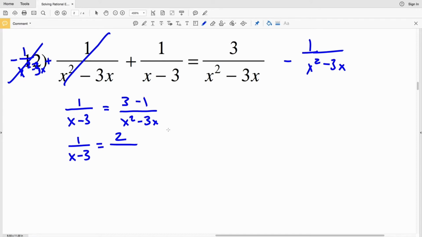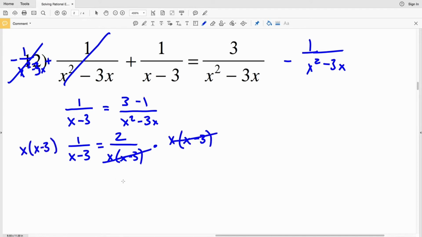We can simplify that by pulling an x out. So we'll have x times x minus 3, since x times x is x squared and x times negative 3 is negative 3x. So x times x minus 3 is equivalent to x squared minus 3x. Now, we'll be able to multiply both sides by x times x minus 3.